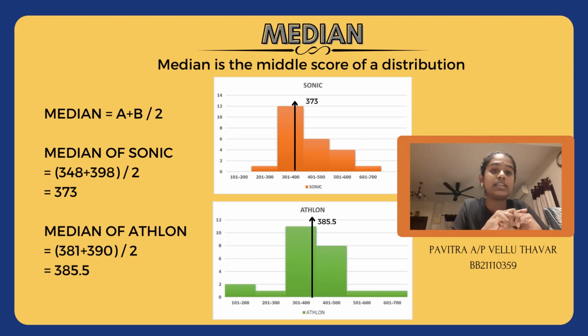Lastly, the median is the middle score of a distribution. The formula to find the median is A plus B and then divide by 2. For instance, the median for the Sonic company is 348 plus 398 and then divided by 2, we will get 373. Thus, the median of that company is 373. Meanwhile, the median of the Athlon is 385.5.